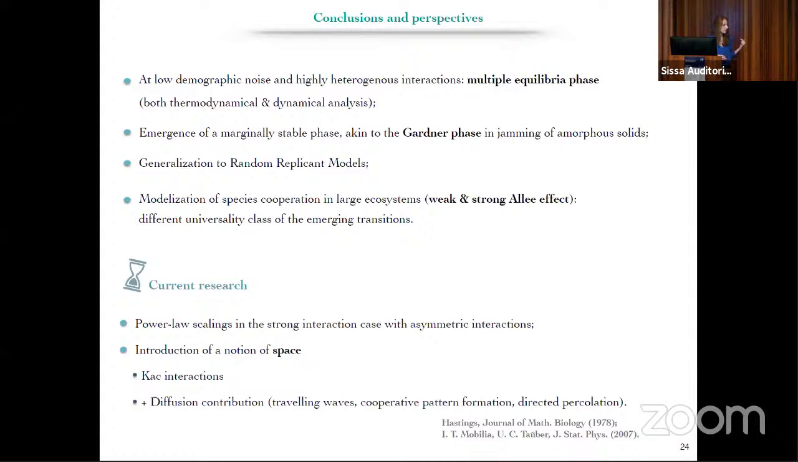So in the paper that I mentioned, the first paper, the PRL, we also added a direct mapping between the two models: the Lotka-Volterra model and the replicator dynamics that is studied a lot in other contexts.